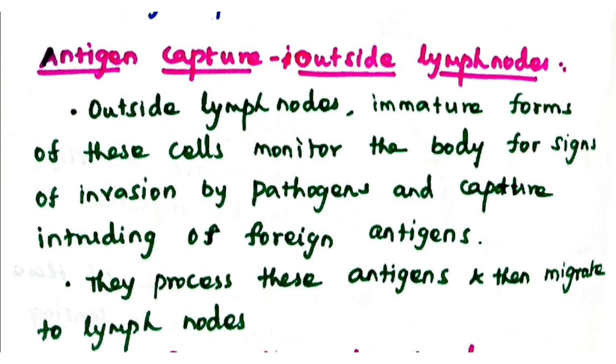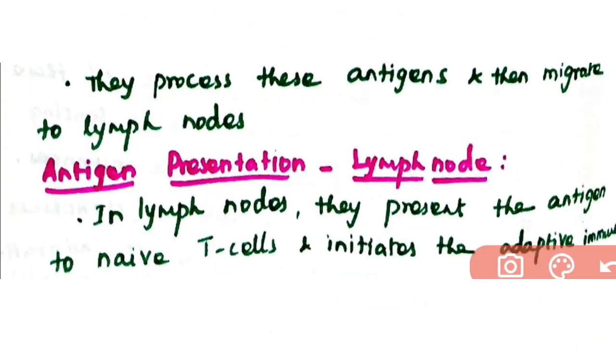Then they process these antigens and migrate to the lymph node. In the lymph node, they present the processed antigen to naive T cells and initiate the adaptive immune response.